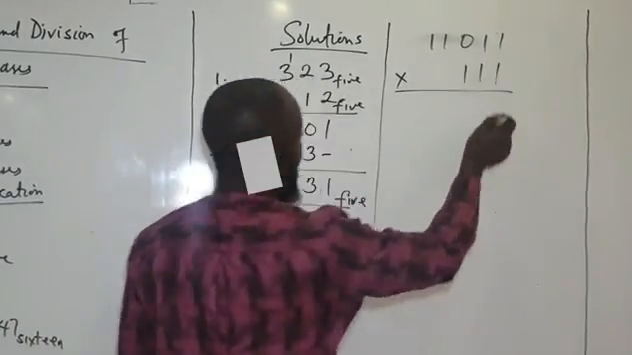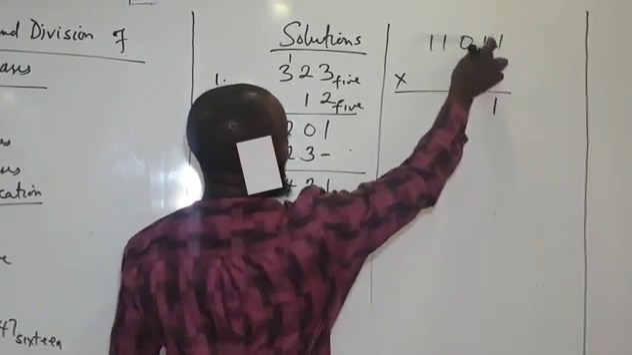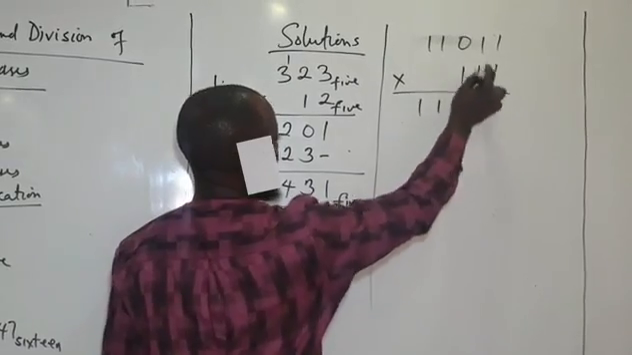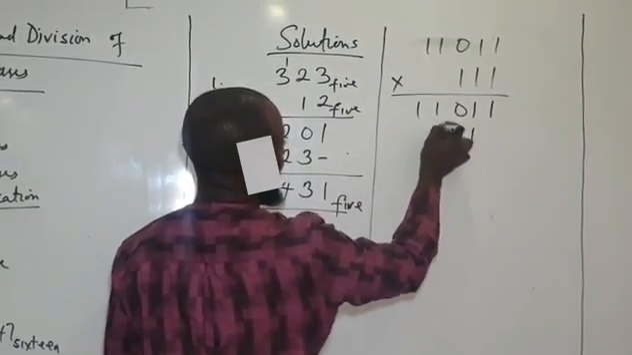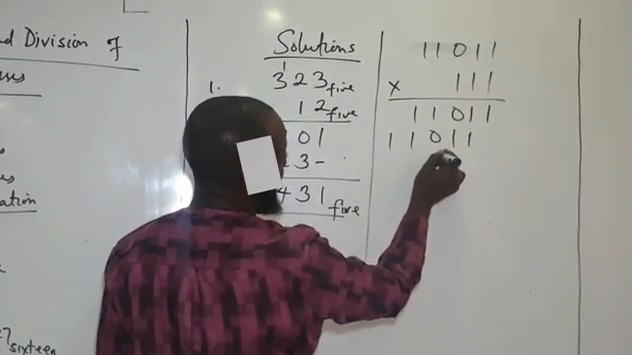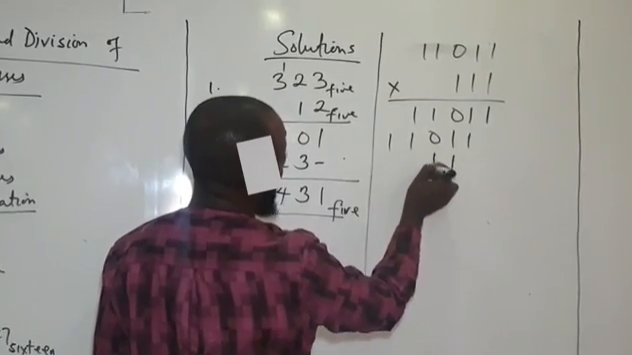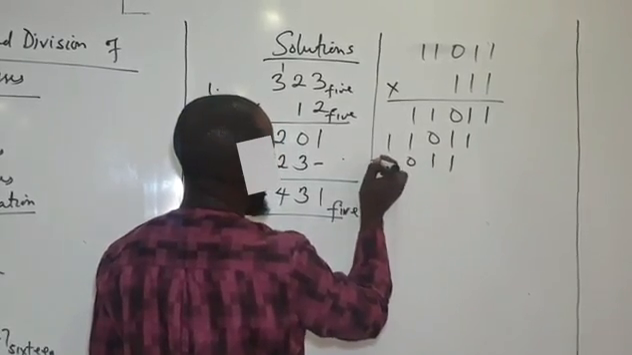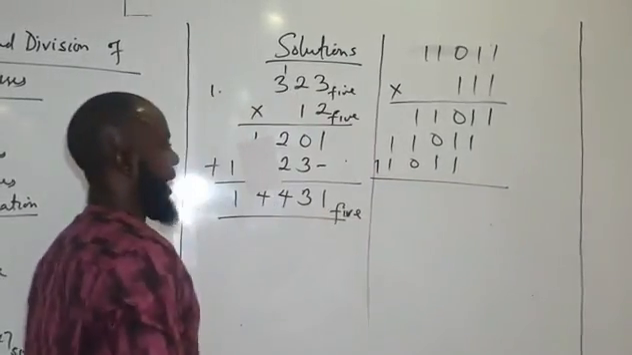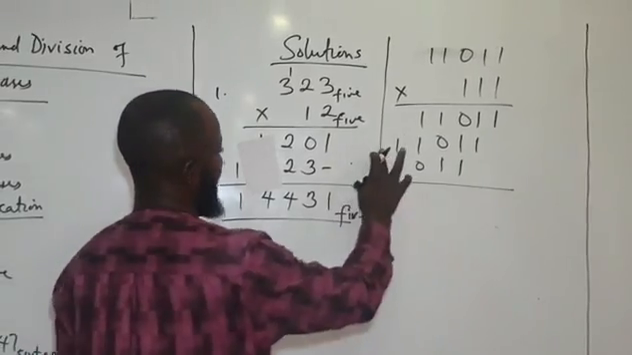So 1 multiplied by 1 will give us 1, 1, 0, 1, 1. Then 1, 1, 0, 1, 1. The last one, 1, 1, 0, 1, 1. Then we can add. We add them now.